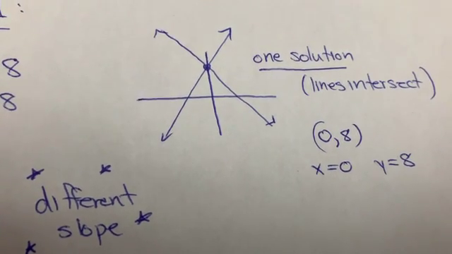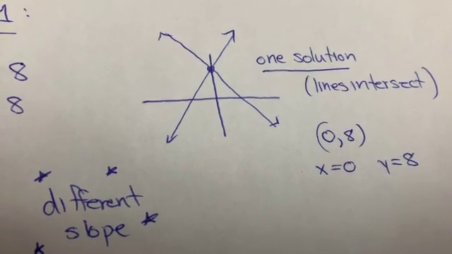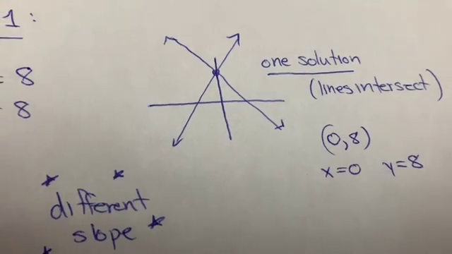If I went so far as to find the solution to this one, I'd find that the answer is x equals 0, y equals 8. But for now, I'm just talking about how many solutions there are to this system.